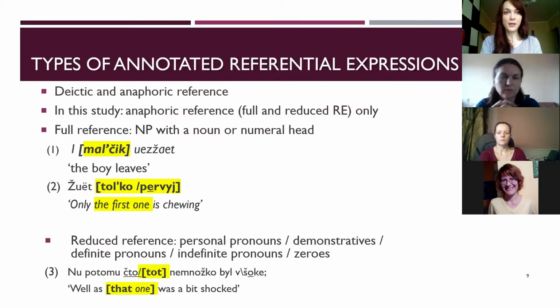Now we'll turn to different types of annotated referential expressions, which we took for our research. In general, we annotate deictic and anaphoric reference, but for the current study, we took only anaphoric expressions, that is, full and reduced reference. As it was said before, full referential expressions are noun phrases with a noun or a numeral head, for example, мальчик уезжает, the boy leaves, or жует только первый, only the first one is chewing, and under reduced reference we mean personal pronouns, demonstratives, definite pronouns, indefinite pronouns, and zeros.